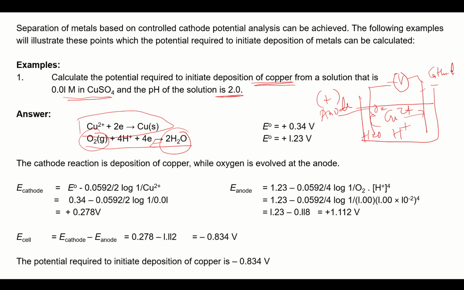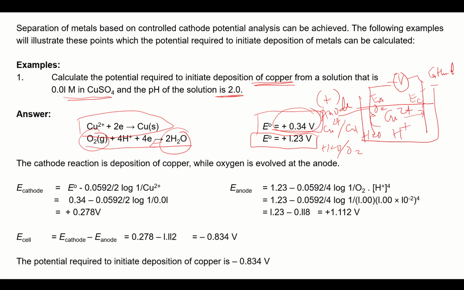So one is oxygen evolution. This is the standard potential from water to oxygen, 1.23 volt. This is copper 2 plus to copper. The value is 0.34. So you should calculate the cell potential, E cathode as well as E anode.